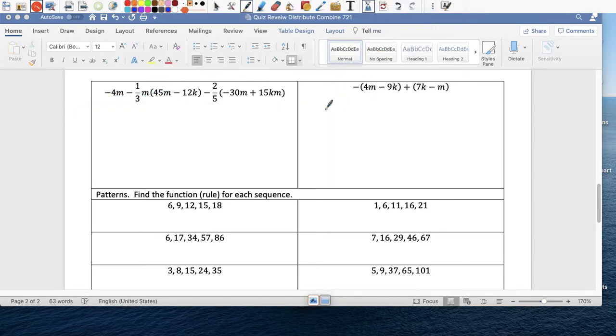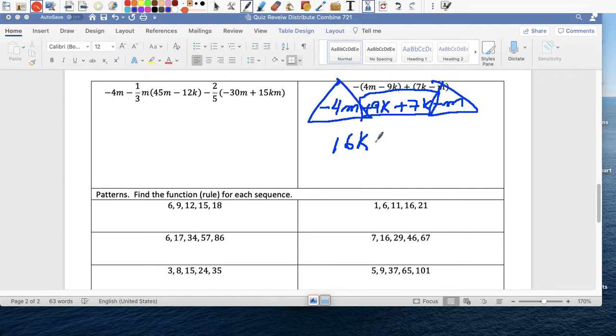Here, there's a negative, so everything comes out opposite. There's a positive in front of that parenthesis, so everybody comes out as they are. Combine like terms, so let's do the k's first, because they're alphabetically first. 9k and 7k is 16k. And then negative 4m and negative 1m is negative 5m.